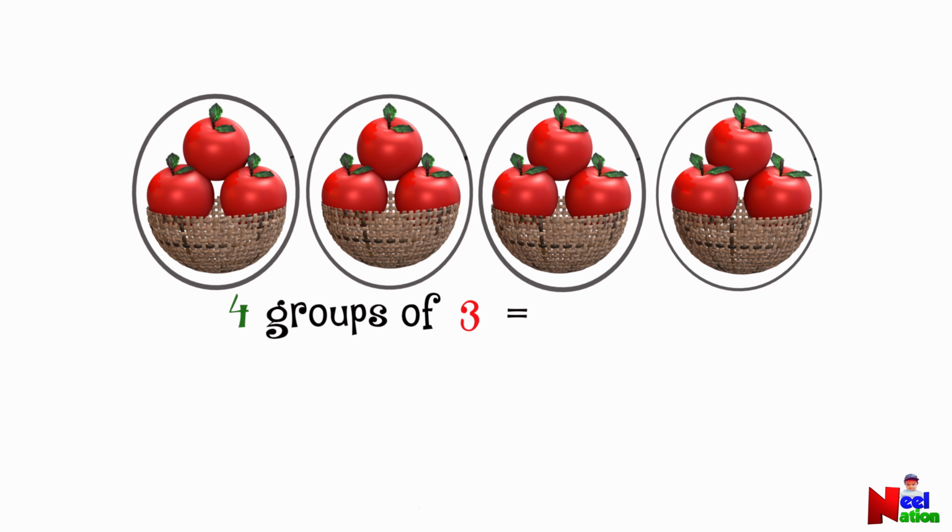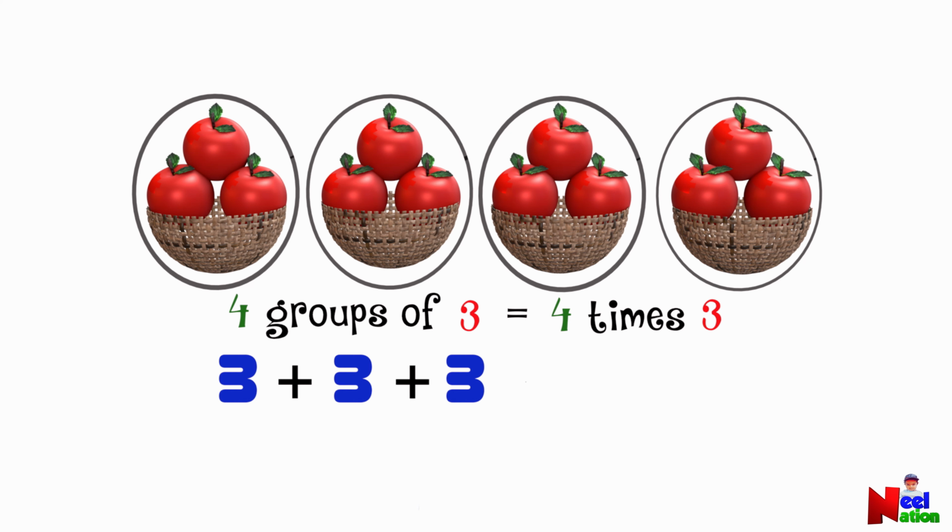Or we can say 4 times 3. 4 times 3 means we add 3 4 times. That is 3 plus 3 plus 3 plus 3. Let's do it together. Let's start with 3.